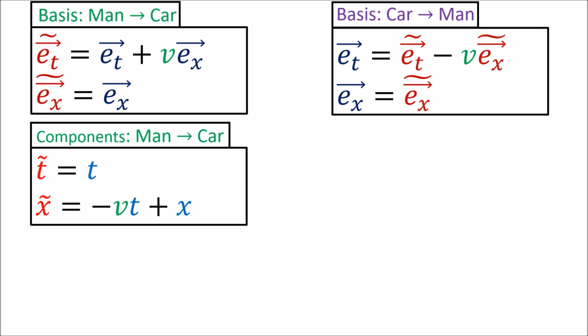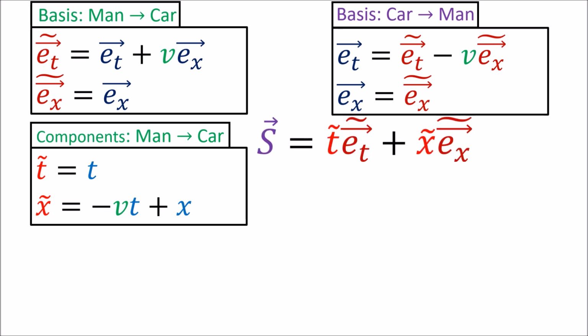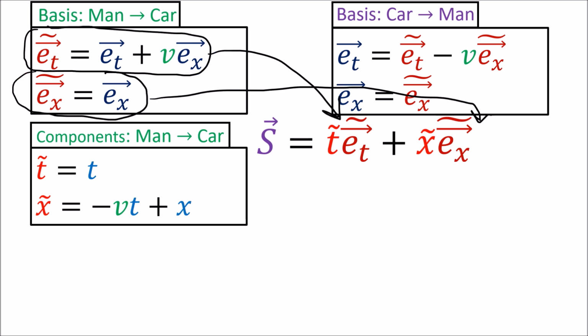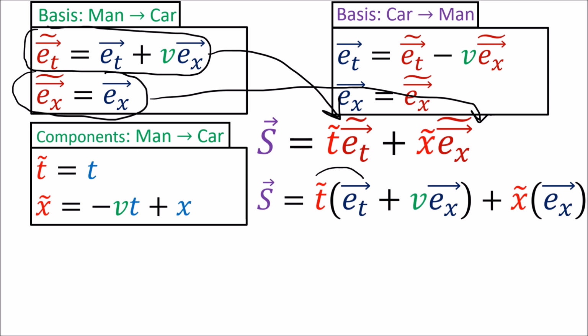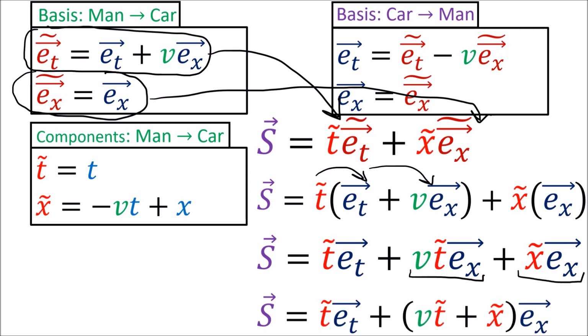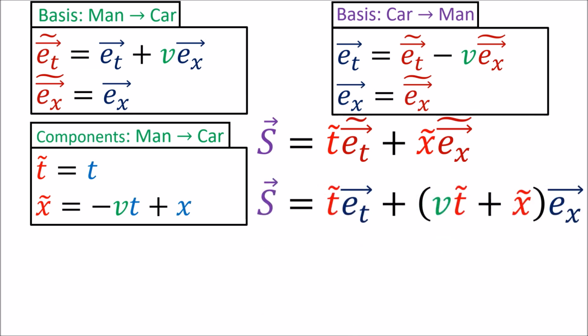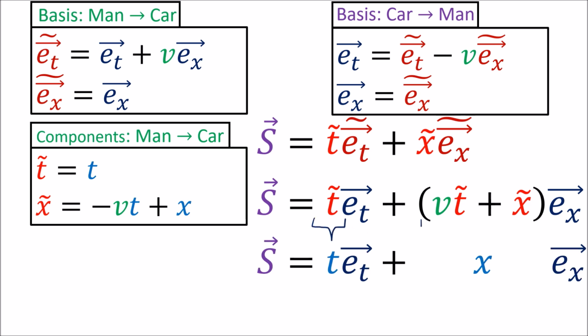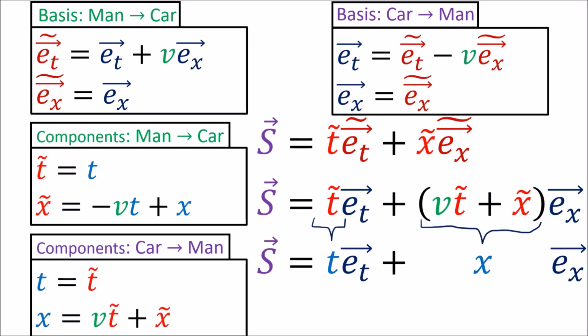We can also do the same thing in reverse, and start with a vector in the car's basis with components t tilde and x tilde, and then use these equations to replace the basis vectors et tilde and ex tilde. We distribute the t tilde, and since both of these terms contain ex, we can combine them and write the component vt tilde plus x tilde. But since this is written in terms of the Einstein spacetime basis, these components are just t and x. So we can write the equations t equals t tilde and x equals vt tilde plus x tilde.